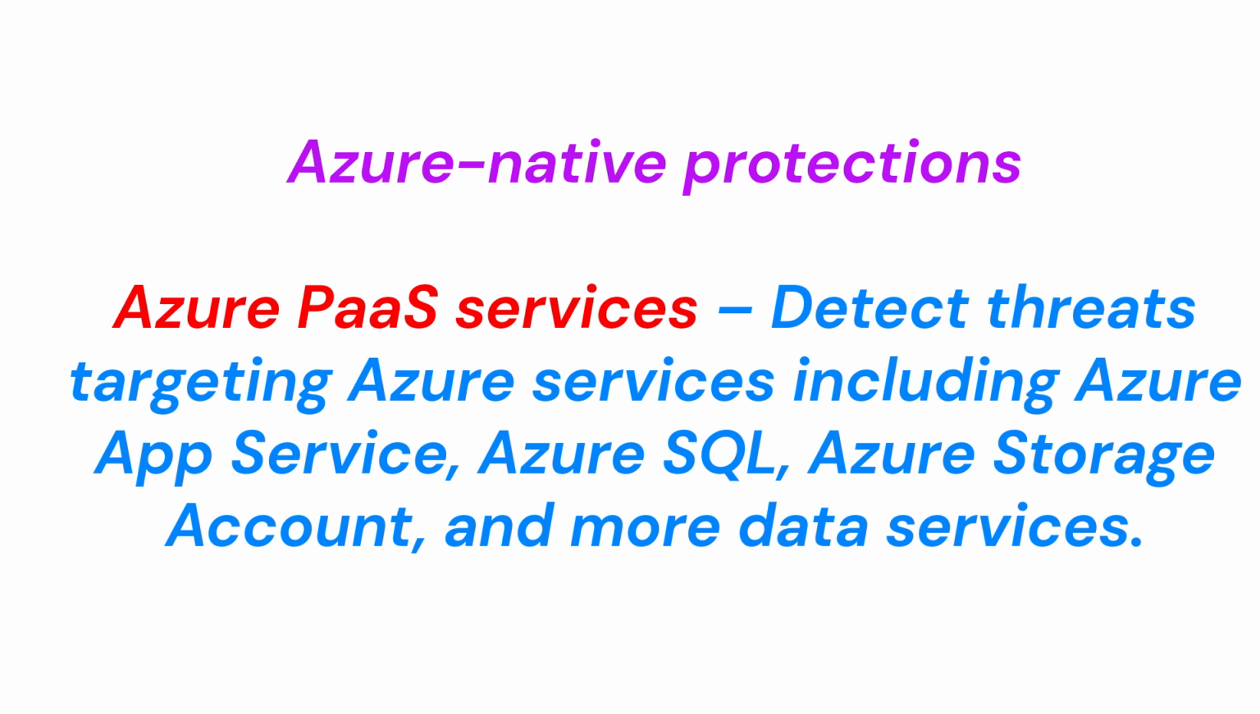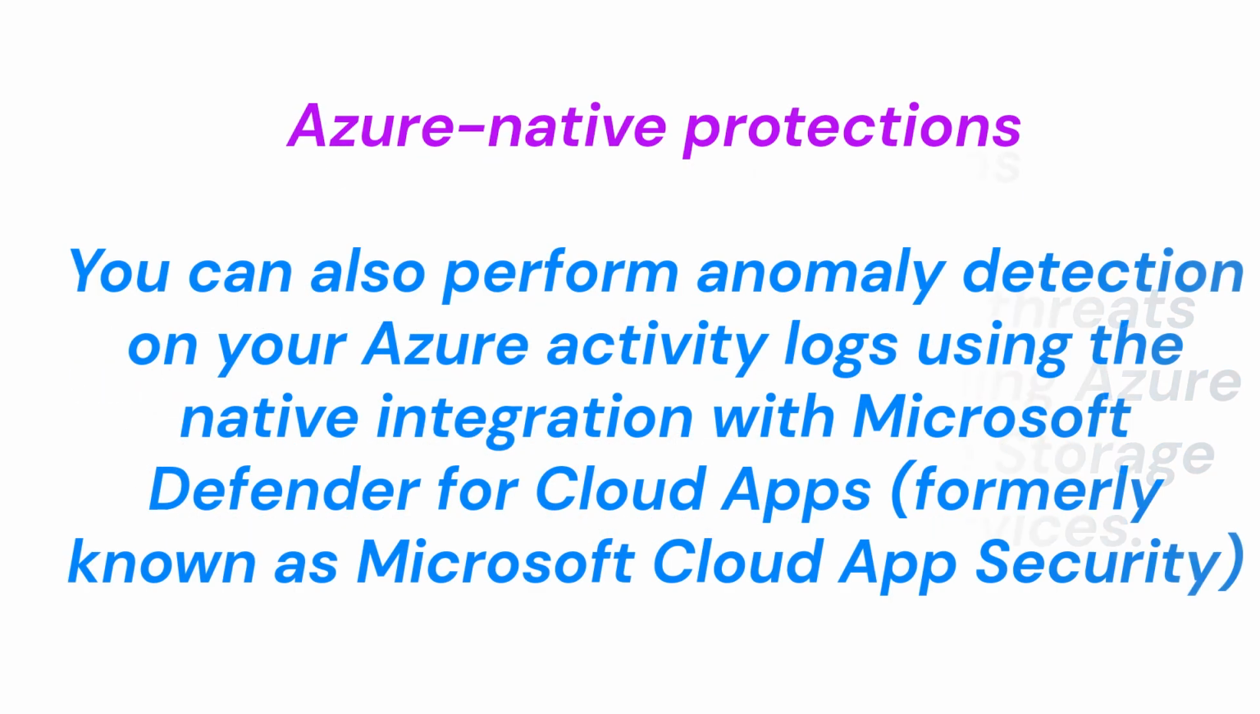Azure Native Protections. Defender for Cloud helps you detect threats across Azure PaaS services. Detect threats targeting Azure services, including Azure App Service, Azure SQL, Azure Storage Account, and more data services. You can also perform anomaly detection on your Azure activity logs using the native integration with Microsoft Defender for Cloud Apps, formerly known as Microsoft Cloud App Security.